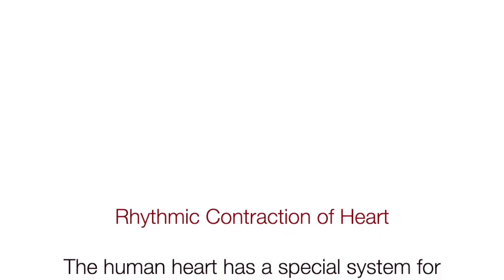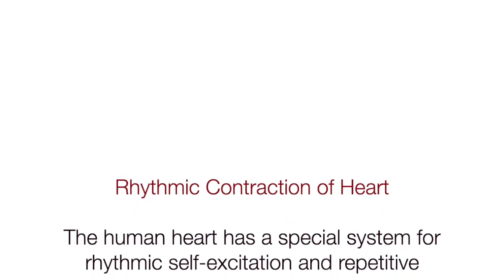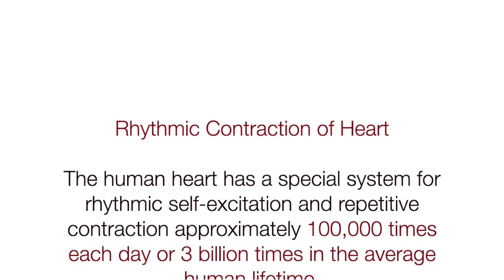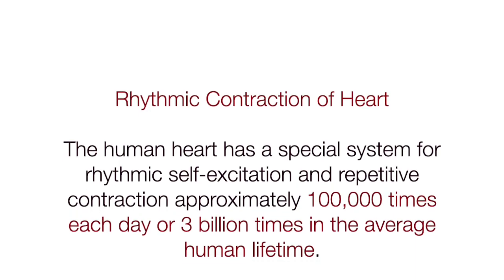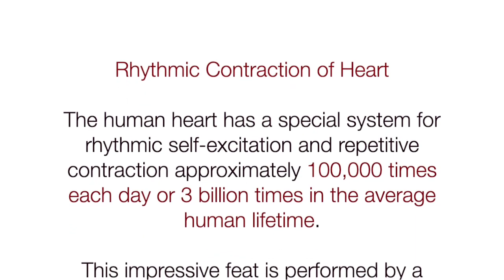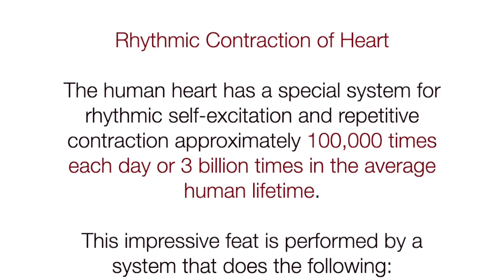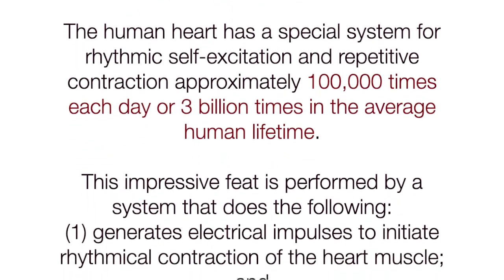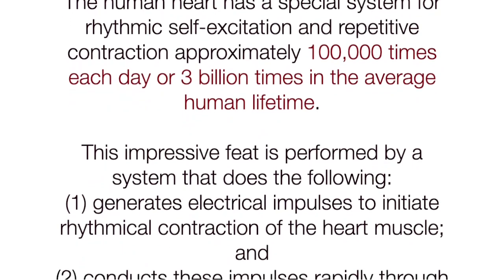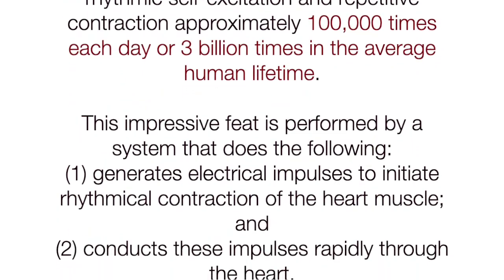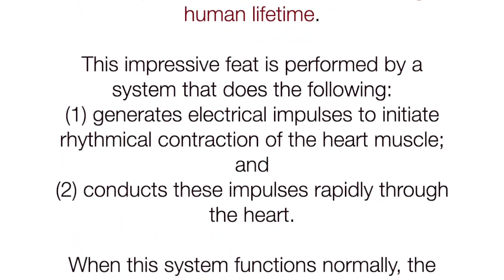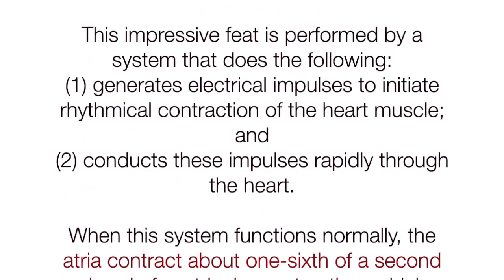Rhythmic contraction of heart. The human heart has a special system for rhythmic self-excitation and repetitive contraction approximately 100,000 times each day, or 3 billion times in the average human lifetime. This impressive feat is performed by a system that does the following. 1. Generates electrical impulses to initiate rhythmical contraction of the heart muscle, and 2. Conducts these impulses rapidly through the heart.